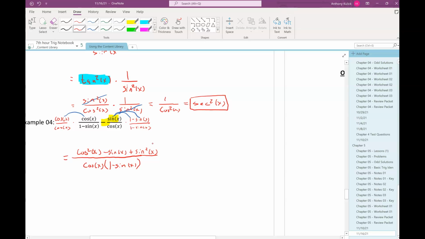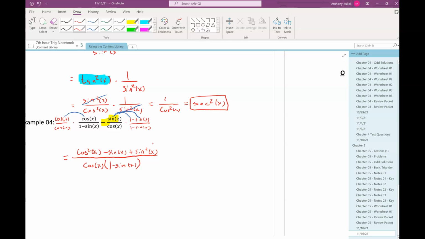Let's look for any algebraic thing we might be able to do. Can I combine the negative sine x and the sine squared x in the numerator? No. Why not? They're not like terms. One's squared, one isn't. Can I reduce the sine x in the numerator and the sine x in the denominator? Maybe. Well, but there's the one matter. The one definitely matters, so we can't do that.